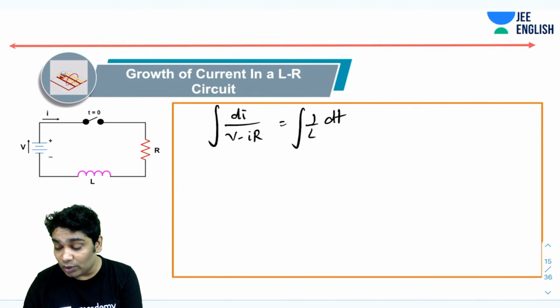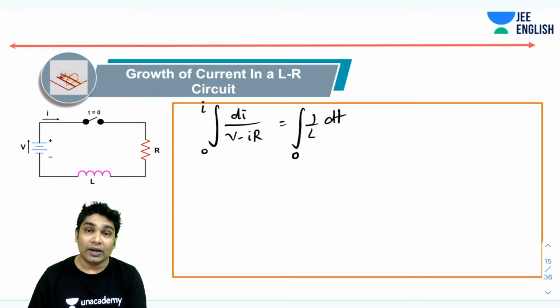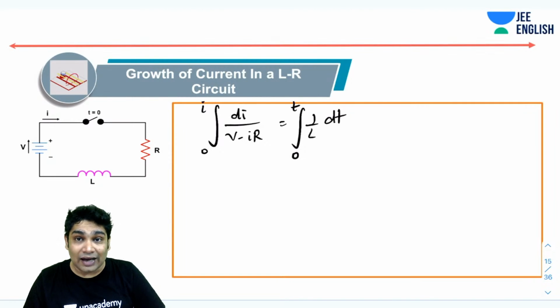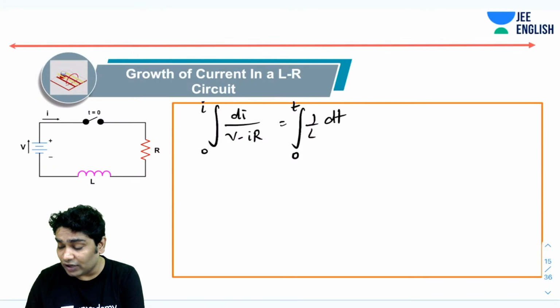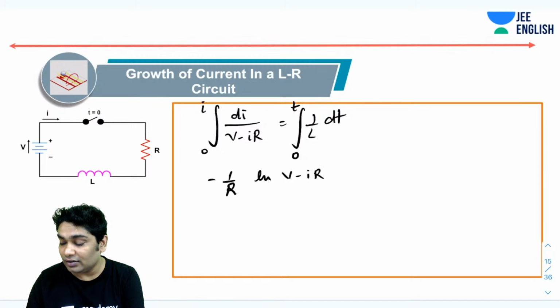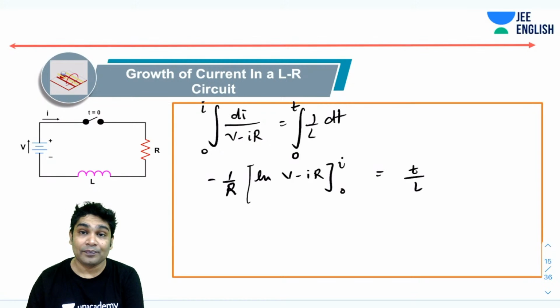So the limits will be 0 to some I, and the time in which this has happened would be 0 to some t. At t equals 0, the current in the circuit was 0. At t equals t seconds, the current becomes I. So integrating this, you will get minus 1 over R ln of V minus IR, with the limits going from 0 to I, and this would be equal to t over L. Correct? I hope everybody is following this integration.